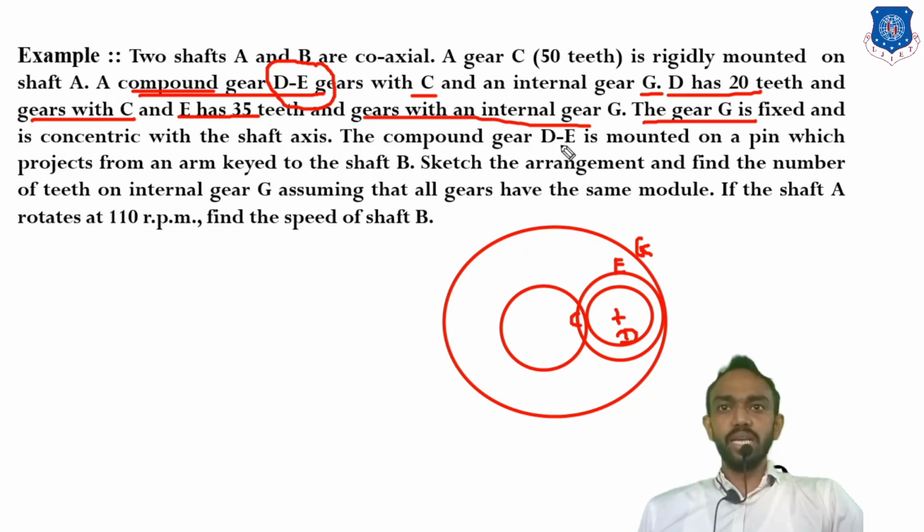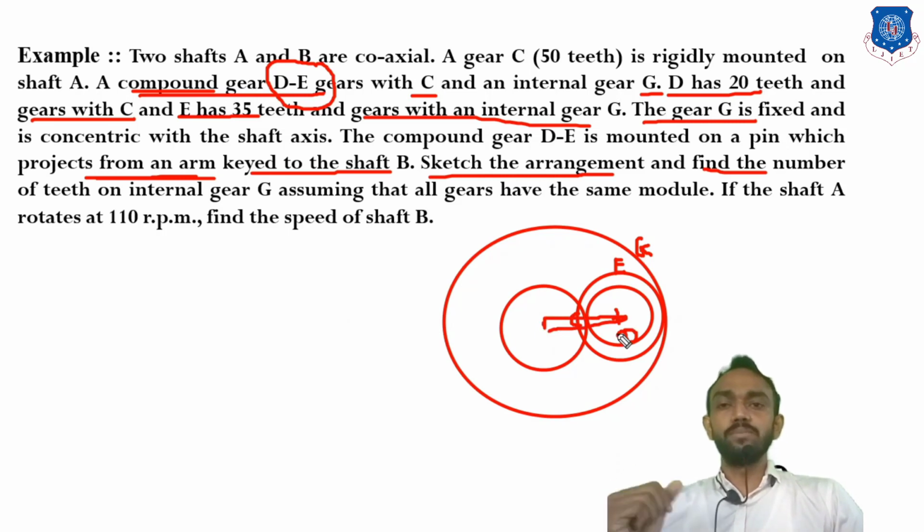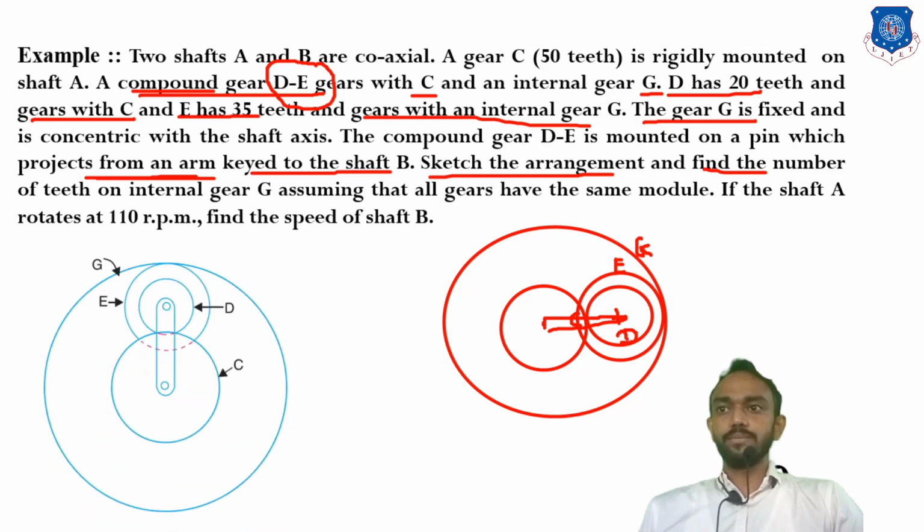The compound gear D is mounted on a pin which projects from the arm, which is keyed to shaft B. Sketch the arrangement and find the number. So there will be an arm also here. So this type of arrangement is there. Check this and again read the data.